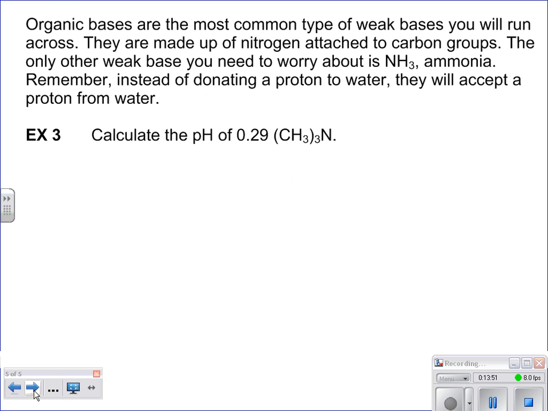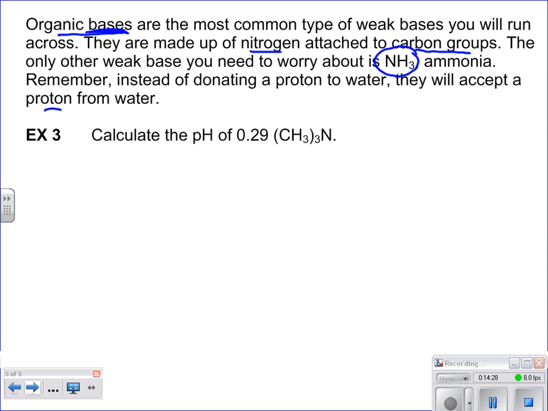Last one. Notice that this is a little bit different. Now we're talking about organic bases. Actually, the big word there is bases. And typically when we talk about weak bases, we're going to be talking about organic bases. The two types that you'll really need to worry about, the way that you'll see them, is that you'll either see a nitrogen that's attached to some sort of carbon group. That's pretty common. Or you'll see ammonia. So that's how you'll be able to identify weak bases. And again, remember that bases accept protons.